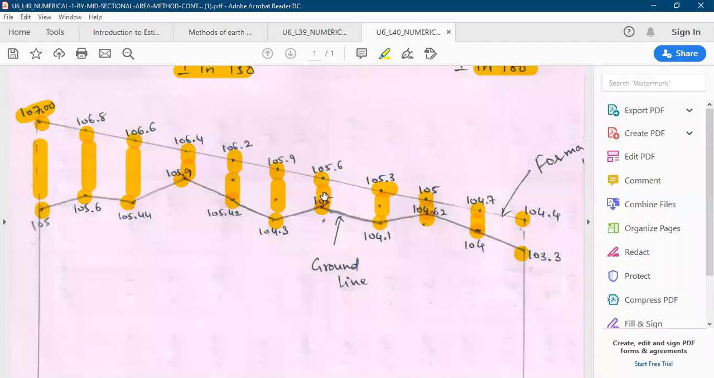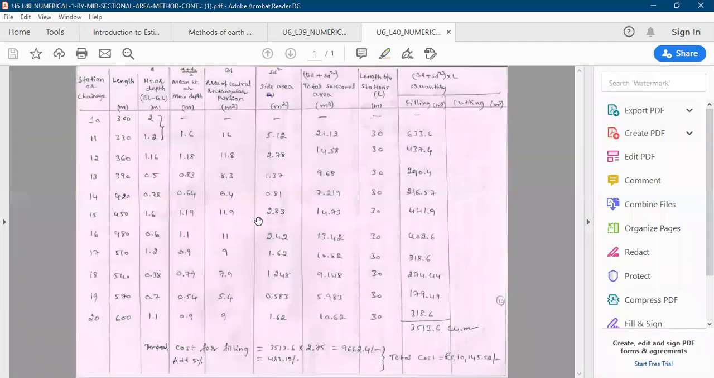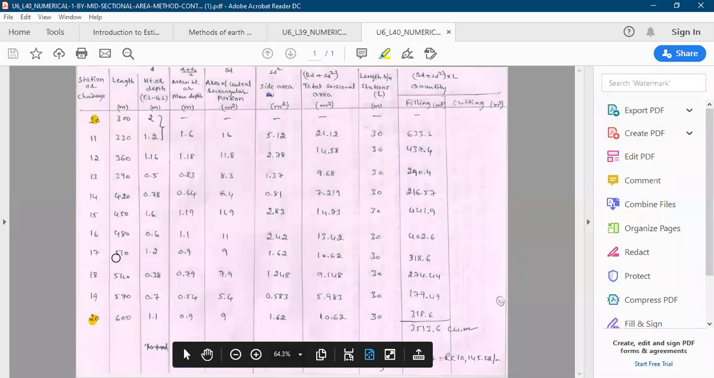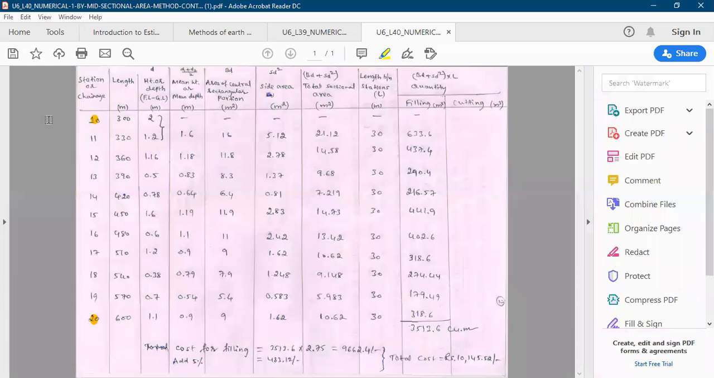That same problem has been mentioned in the tabular column. We have seen chainage number 10, and it is calculated between chainage number 10 to 20. At the first station the chainage is 0, at the second station the chainage is 30, at the third station it is 60, at the fourth station it is 60 plus 30, 90. Like that they have moved up to the 10th chainage.